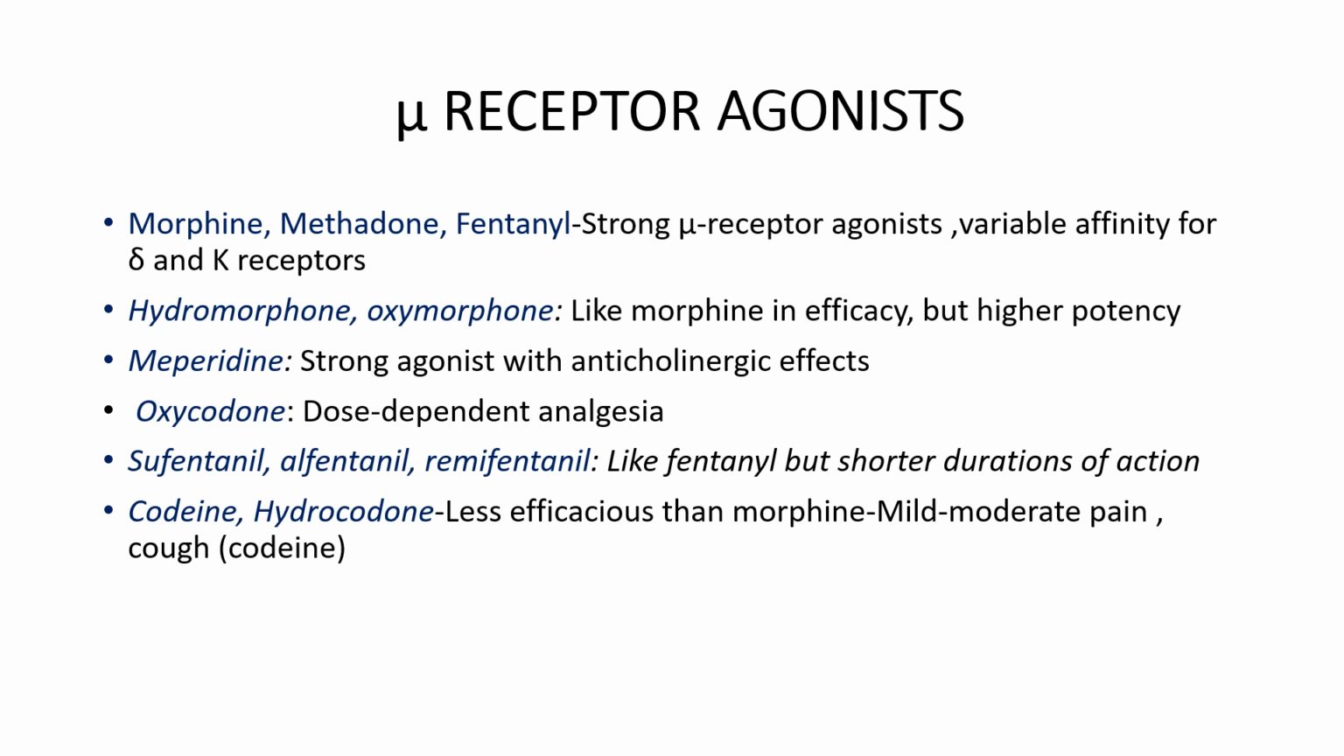And oxycodone causes dose dependent analgesia. Sufentanil, alfentanil, and remifentanil are like fentanyl but with a shorter duration of action. Codeine and hydrocodone are again mu receptor agonists but less efficacious than morphine. They are used in mild to moderate pain and in the suppression of cough, especially codeine is used in cough suppression.